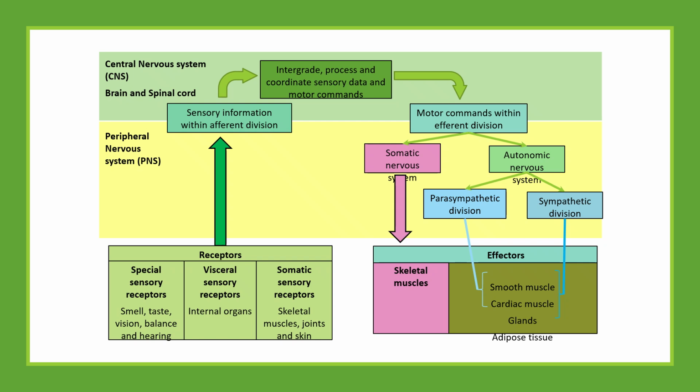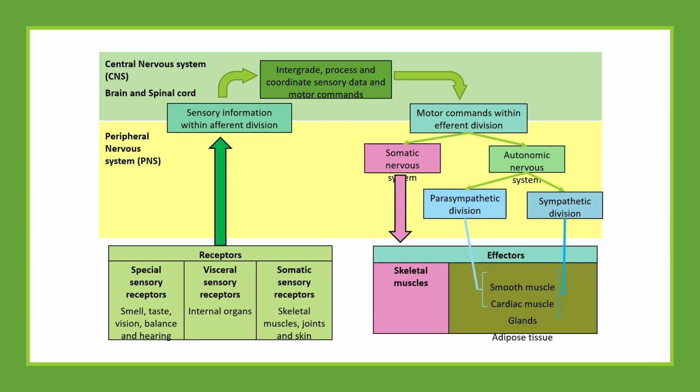So looking down the bottom left-hand corner is where this flow chart starts, and it's talking about the receptors. So your special sensory receptors like smell and taste and vision, balance and hearing, which was the focus of the last chapter. The visceral sensory organs, which are what we have in our internal organs. So when you feel that pain in your side, or you have an upset stomach, or your bladder feels full, all those kinds of things are sensations of the visceral organs.